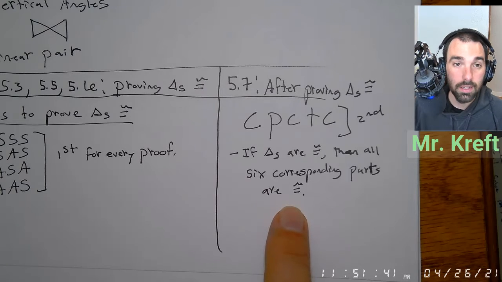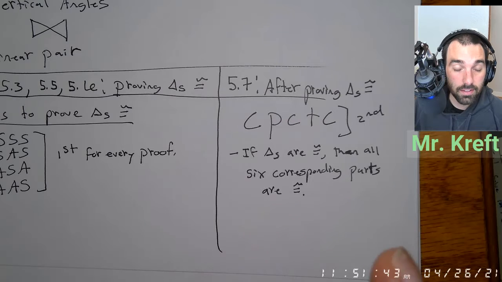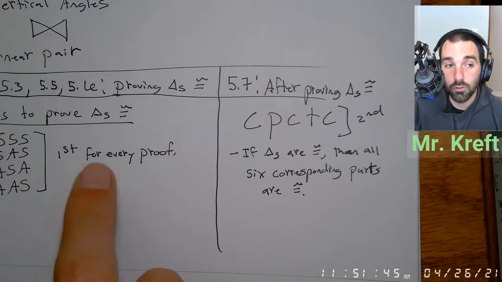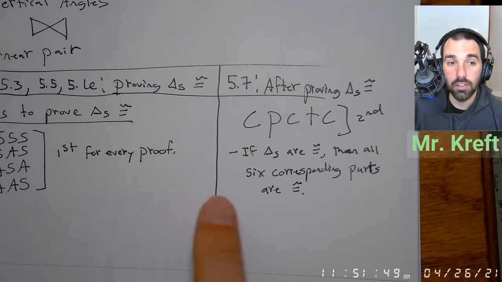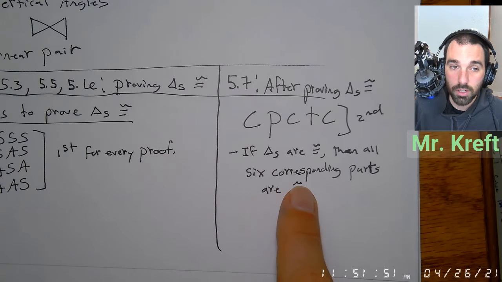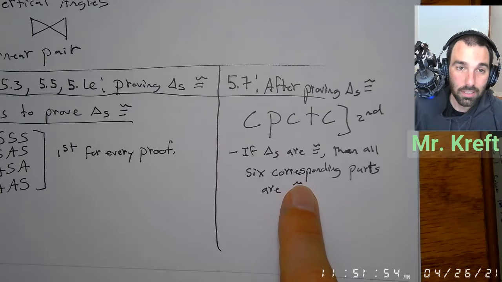So if you're proving something, like, let's say this side is congruent to this side, then the first thing you would do is say the triangles are congruent. And then you'd say, because the triangles are congruent, then these pieces have to be congruent as well.